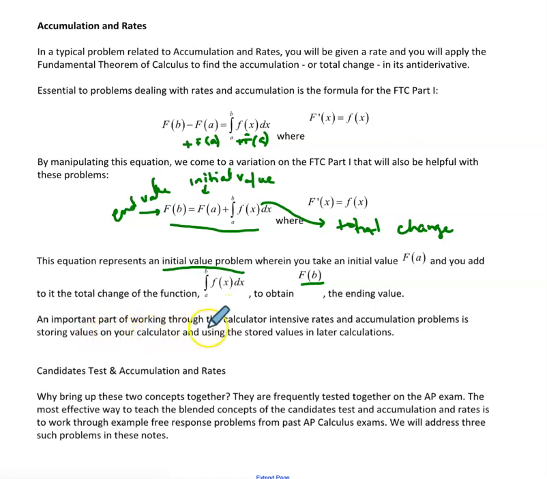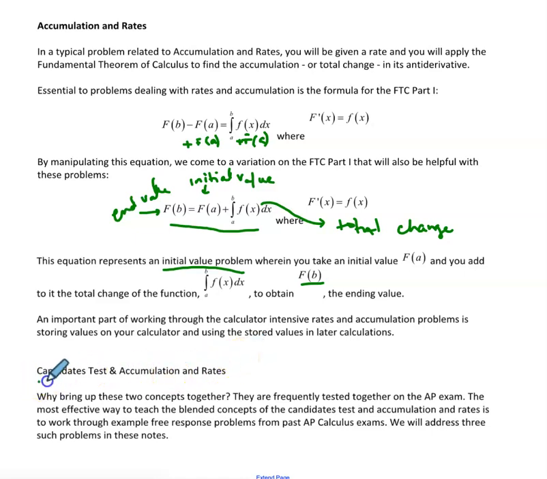So an important part of working through the calculator intensive rates and accumulation problems is storing values on your calculator and using the stored values later in the calculations. So I strongly recommend that you bring out your TI-89 because we're going to be using it in these problems.